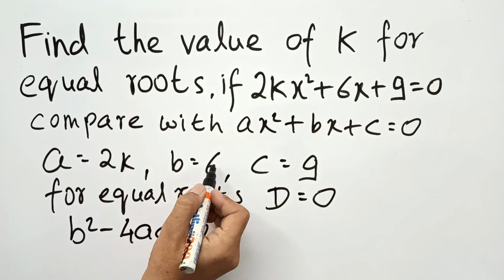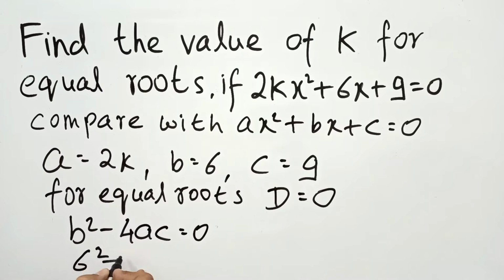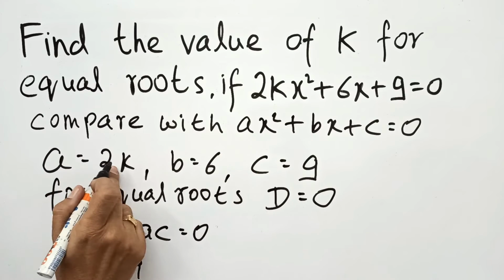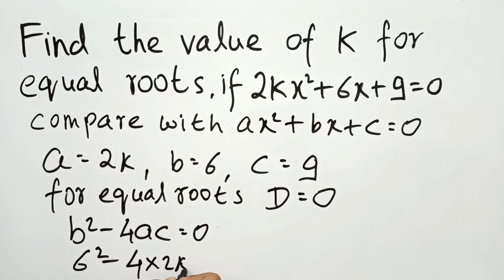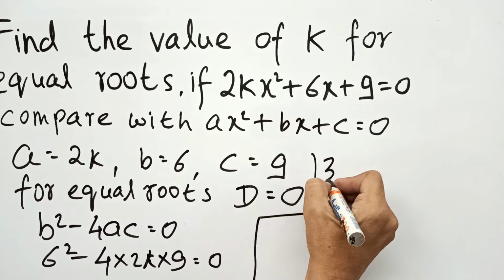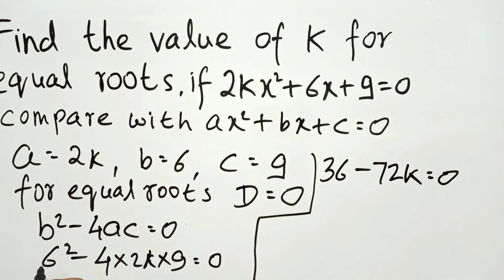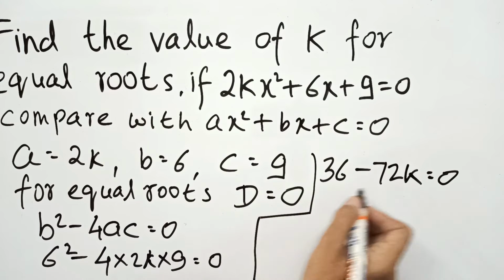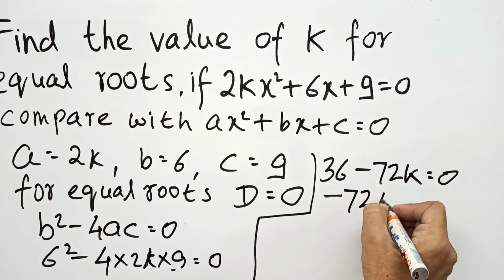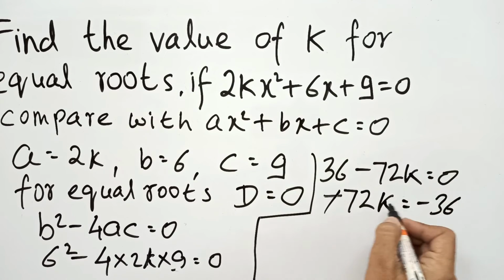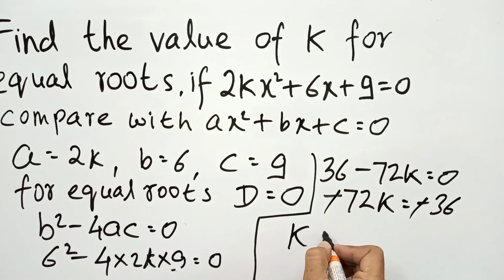b square means 6 square, minus 4 into a into c, that is 2k into 9, must be 0. Six square is 36, minus 4 into 2 into 9, that is 72k. 36 will be shifted to the RHS, and the minus will be cancelled.